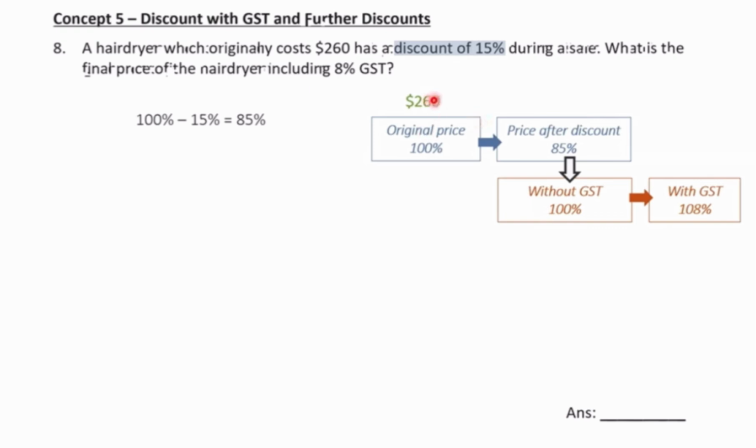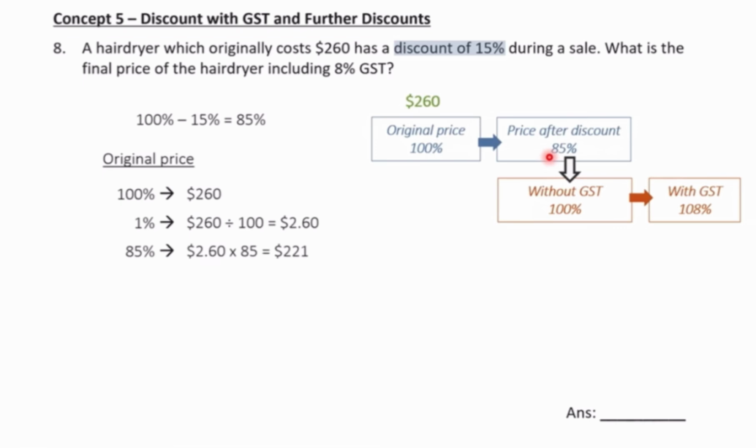Different. Okay, so for 260, we use the unitary method. If we start off with the original price, 260 is 100%. So it's like 100 units. Now, always find one unit, right? So we find 1%. 1% is 260 divided by 100. And to get to the next box, you need to find 85%. So $2.60 times 85. So $221 here, right? You flow down, and this same amount will go down.